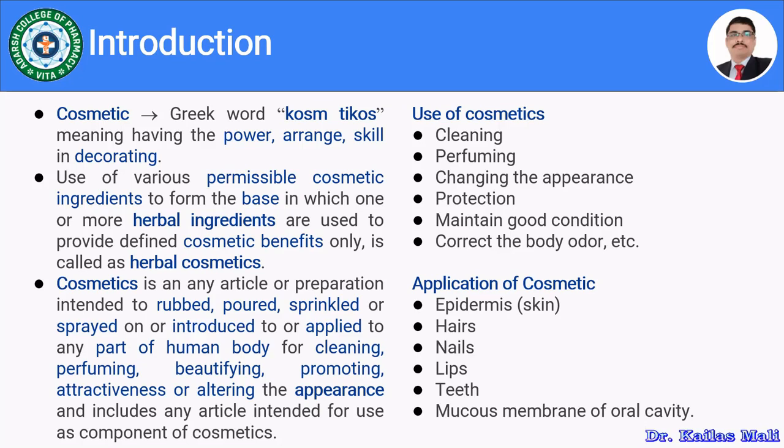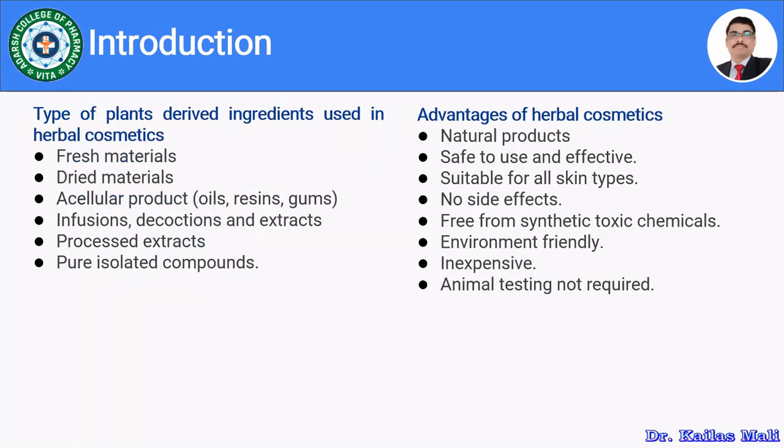Let us see further details about cosmetics and herbal cosmetics. Let us see the types of plant derived ingredients used in herbal cosmetics. Which types of ingredients are mainly used to prepare the cosmetics? Either these are fresh material obtained from the herb, or dried material of the herb, or acellular products, for example oils, resins, gums.